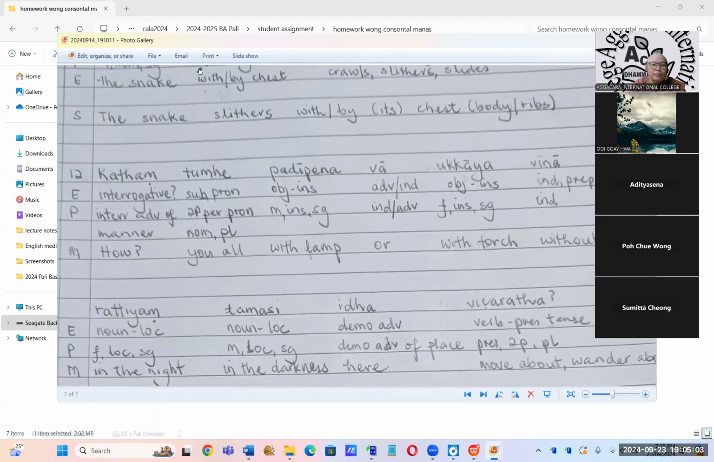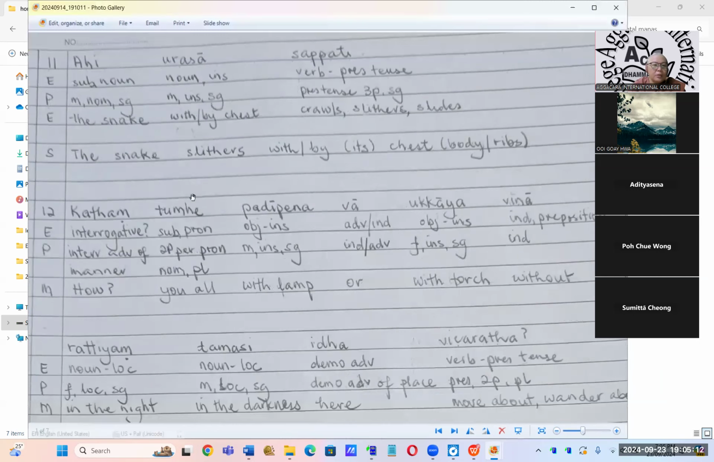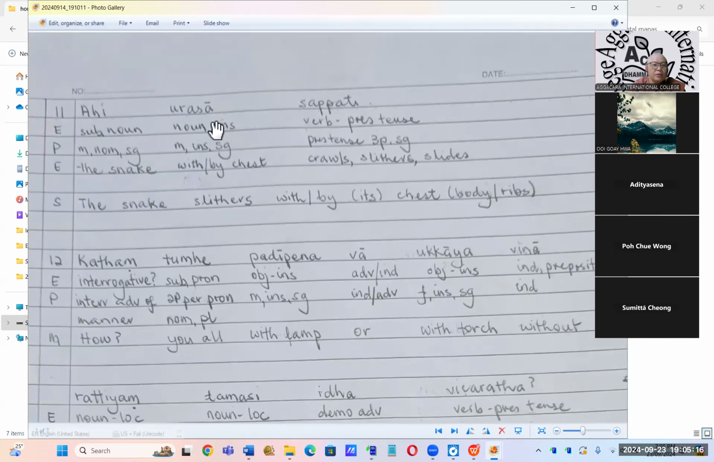Okay, Saiji, number 2. I put the English for urasa: consonantal noun, instrumental. Yeah, okay. You put it in English, right? Yeah, consonantal noun. But actually, it's not a noun here, no? Yes, you can write it's a noun, but actually it takes place more as instrumental. But it's okay, it doesn't matter. You put consonantal noun, instrumental, it's okay.